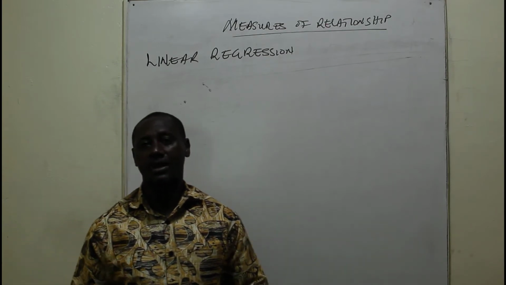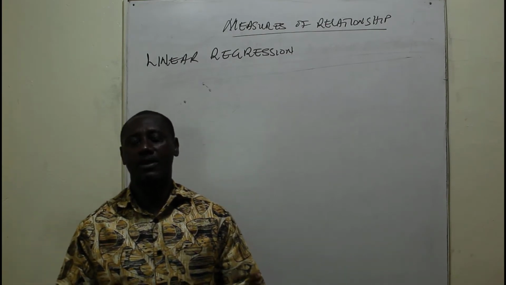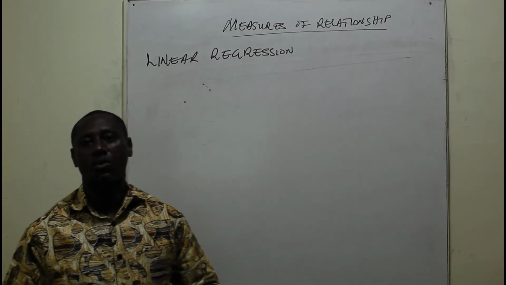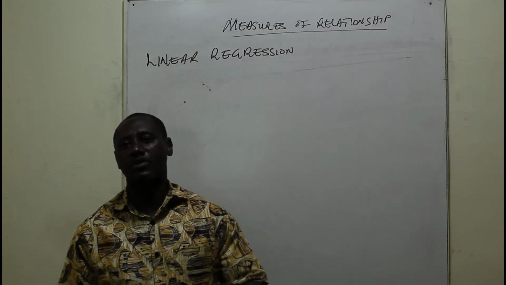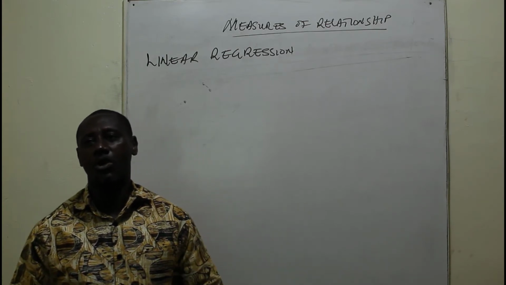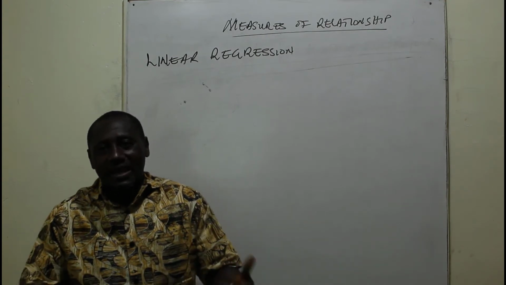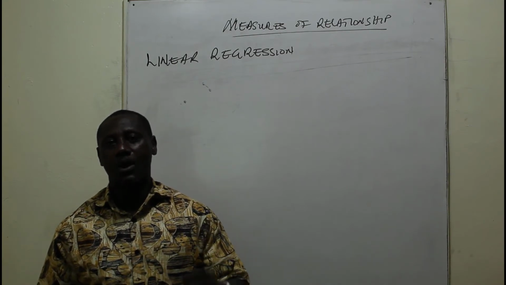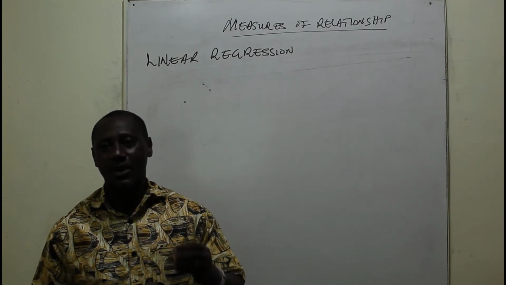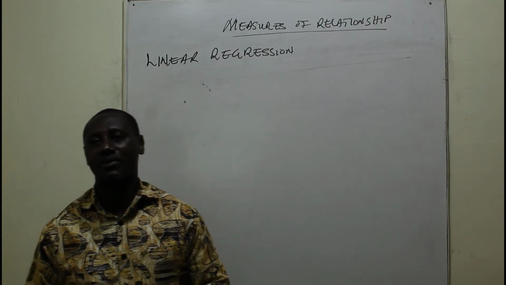So let me give you this. Very often there is the need to relate a variable of interest called y, which is also known as the response variable, because the response variable is also known as the dependent variable, to one or more predictors. The predictor variable is also known as the independent variable. So take note that the response variable is the dependent variable, and the predictor variable is also known as the independent variable.